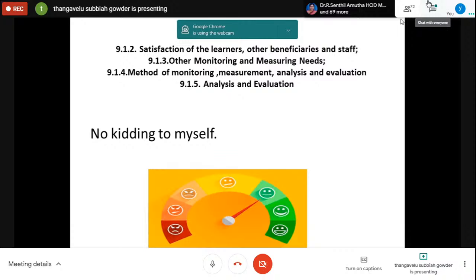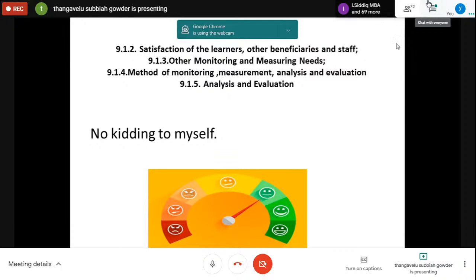Is there any other monitoring and measuring needs? See, there are certain activities we'll be doing, outreach programs, and students, they will have projects. Is there any other monitoring method that arises to ensure that whatever courses we are conducting are monitored effectively and final results are matching with the outcome of the student?